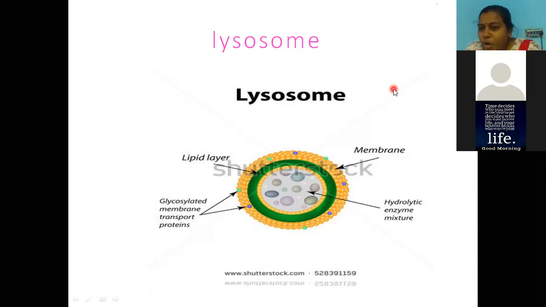Okay. Because of what is it divided? Ma'am, the rough endoplasmic reticulum has ribosomes. That's why it is known as rough endoplasmic reticulum. And the smooth endoplasmic reticulum doesn't contain ribosomes, and synthesizes lipids and other things, other steroids, ma'am. Okay.